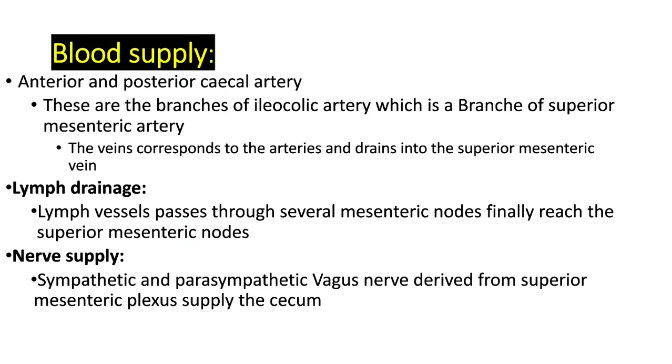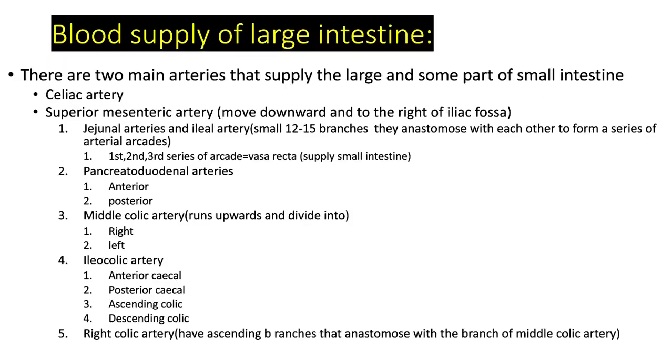Blood supply is from the anterior and posterior cecal arteries. These are branches of the ileocolic artery, which is a branch of the superior mesenteric artery. The veins correspond to the arteries and drain into the superior mesenteric vein. For lymphatic drainage, the lymphatic vessels pass through several mesenteric nodes and finally reach the superior mesenteric nodes. Its nerve supply is from sympathetic and parasympathetic fibers through the superior mesenteric plexus.